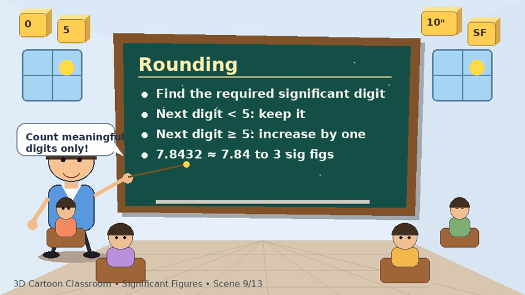To round a number to a specified number of significant figures, first locate the required significant digit. Then examine the digit immediately to its right. If the next digit is less than 5, leave the required digit unchanged. If the next digit is 5 or greater, increase the required digit by 1. For example, 7.8432 rounded to three significant figures is 7.84.